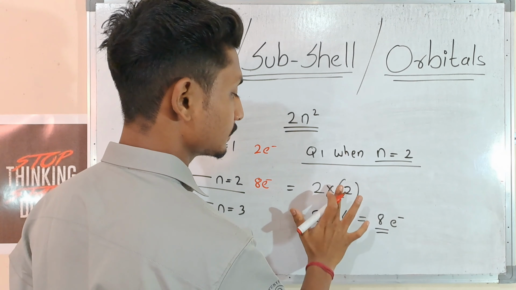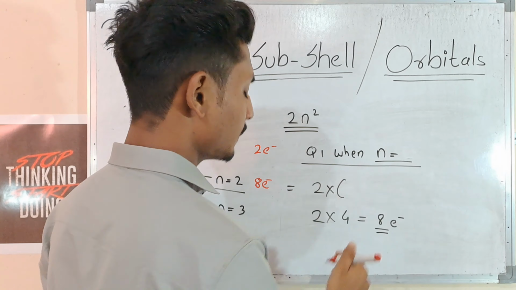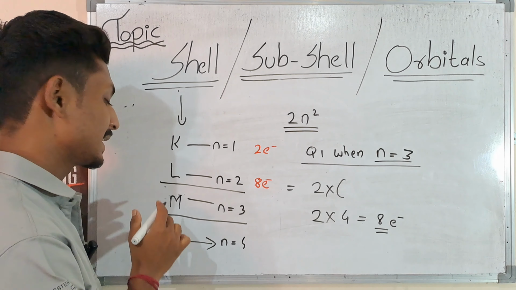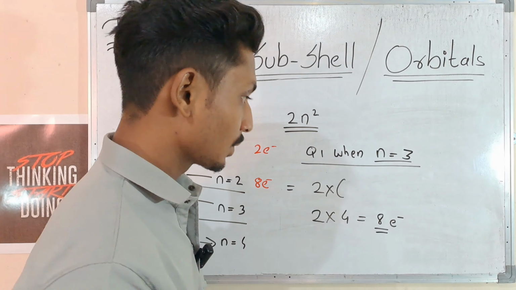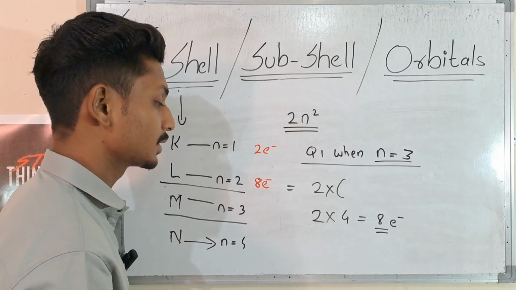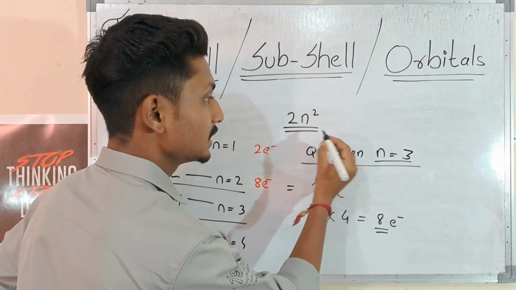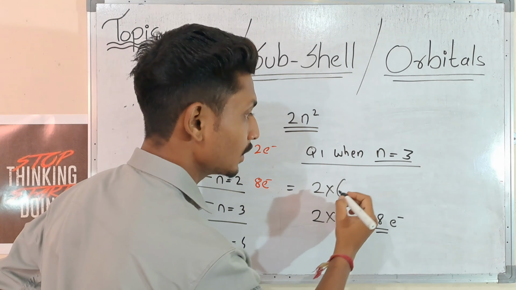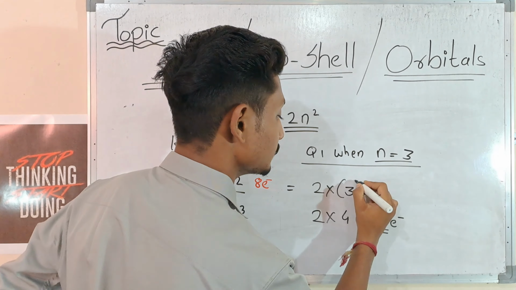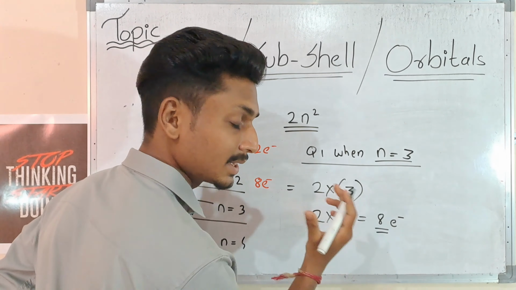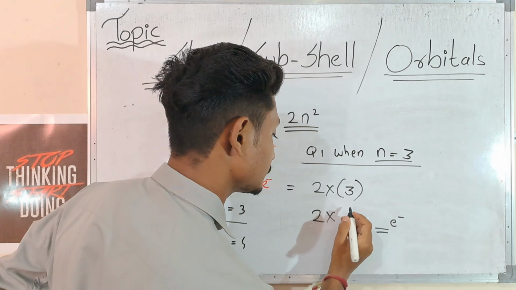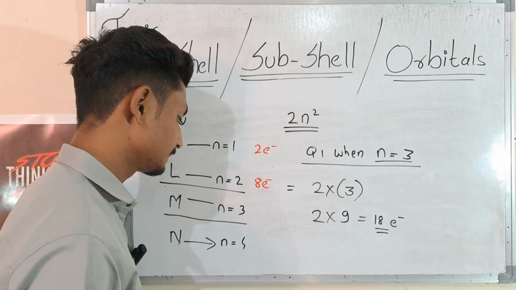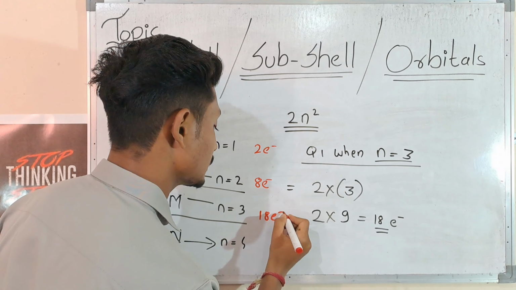By this formula, if n equals 3, means third energy level or M shell, you will find the exact number of electrons in M shell by this formula, 2n square. By applying this formula, the value of n we have to take is 3. By solving this, you will get this answer, and M shell contains 18 electrons.